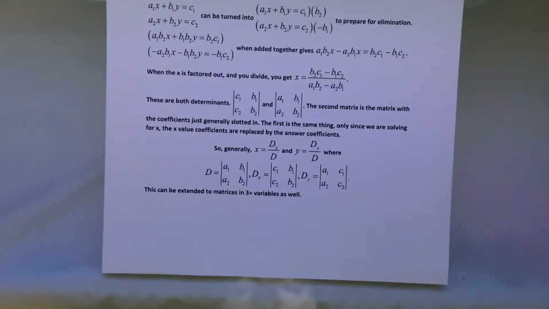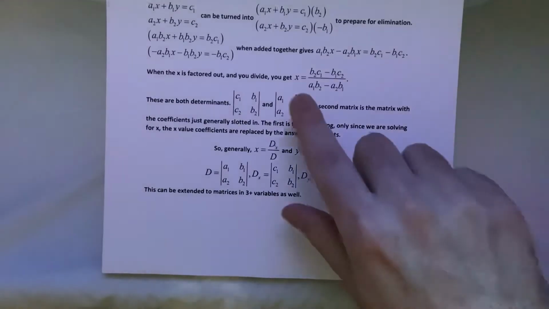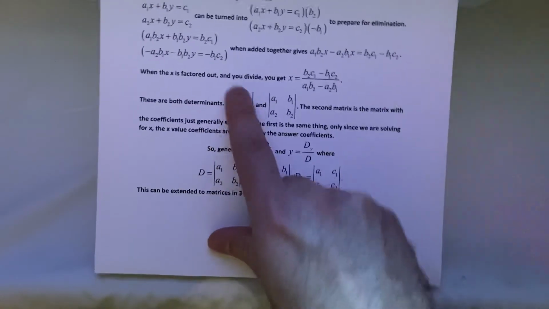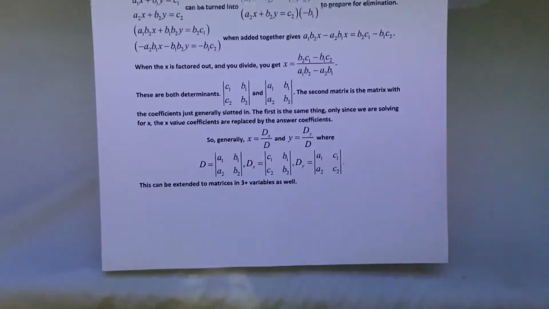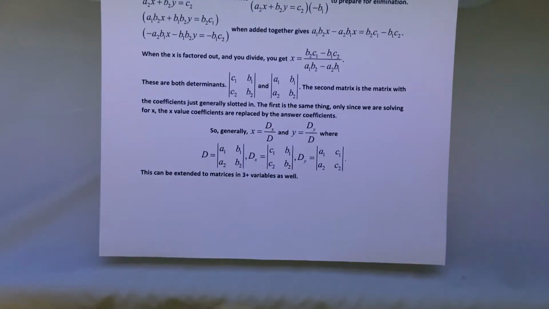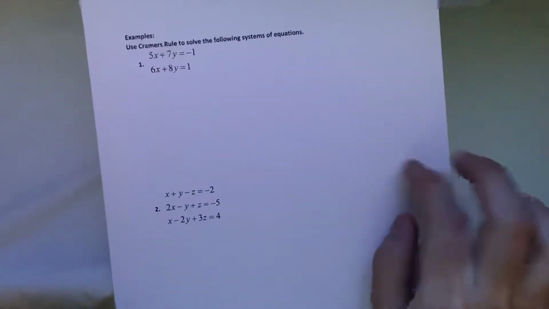Since we are solving for x, the x coefficients are replaced by the answer coefficients. Notice that in x's numerator, a was replaced by c, and c is the answer. So you replace the x column with the solutions column, find the determinant there, and divide it by the determinant of the regular coefficients. This will be easier to see when we actually do one. It extends to 3 by 3s as well, it's just a lot of different determinants. So let's see how this works.